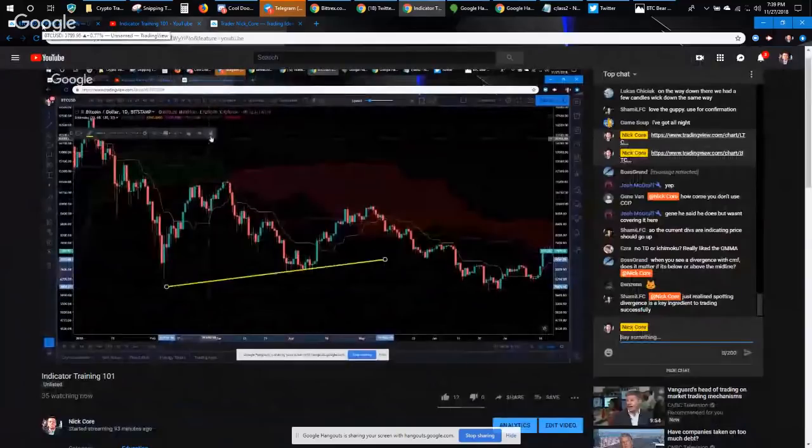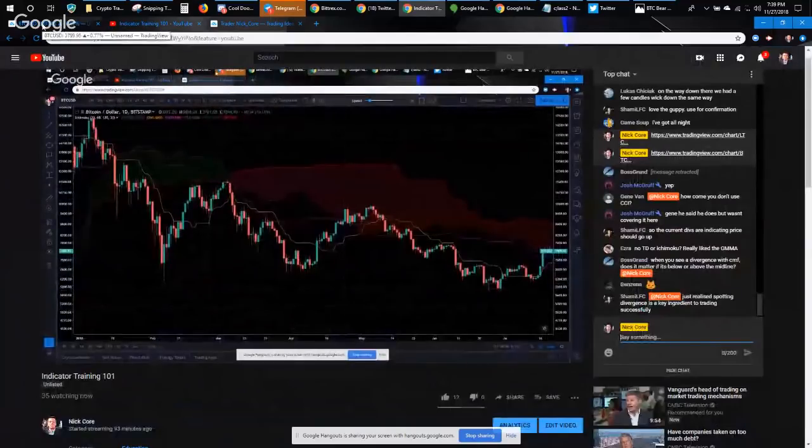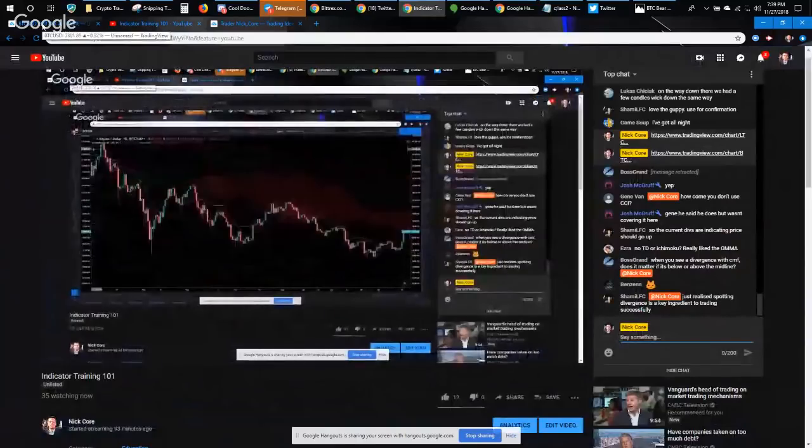Boss, when you see divergence with CMF, does it matter if it's below or above the middle? It does not. Really, that's a way to measure pressure also.